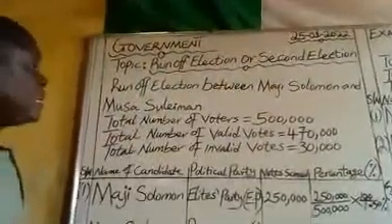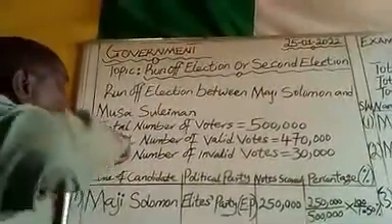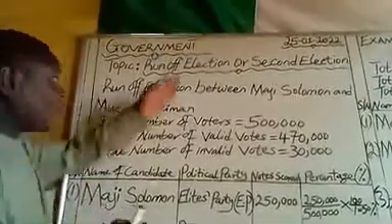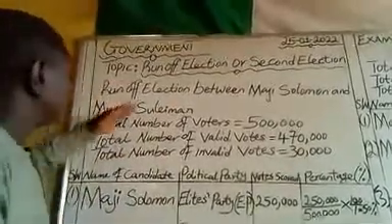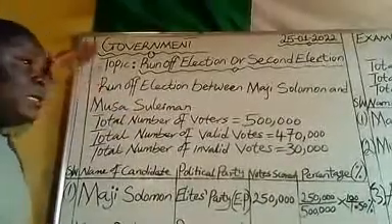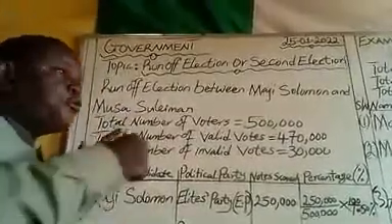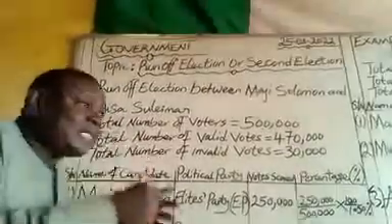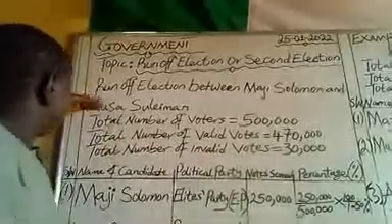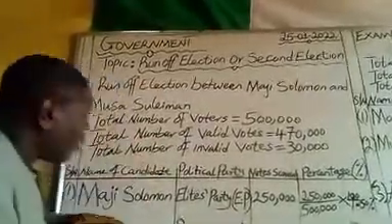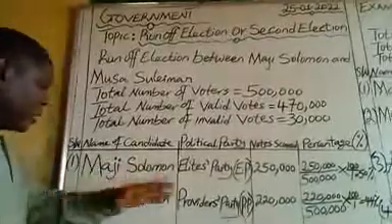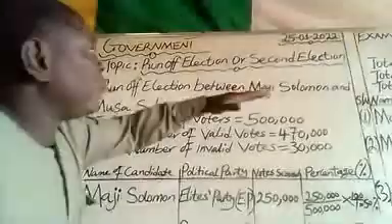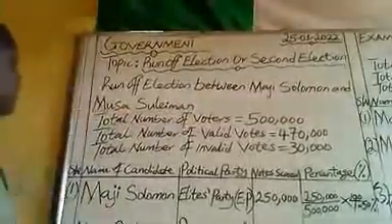Okay, let's say runoff election has been conducted. Second election has been conducted between the top two vote-getting candidates. And the top two vote-getting candidates are Maji Solomon and Musa Suleiman. As you can see, runoff election between Maji Solomon and Musa Suleiman.